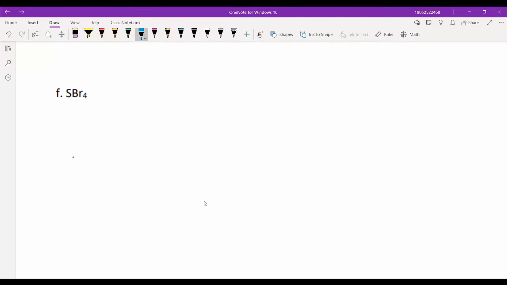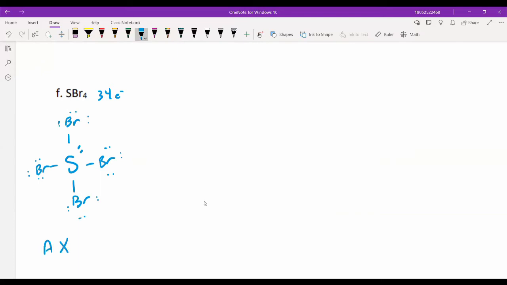Sulfur tetrabromide, similar in that when you draw the structure, if you do the octet rule, that would be 32 electrons, but you have to use 34 in this case, if we add up the valence electrons. So again, you'd have 32 if you did octets. You're going to have to put a pair of electrons on sulfur to accommodate 34 electrons.